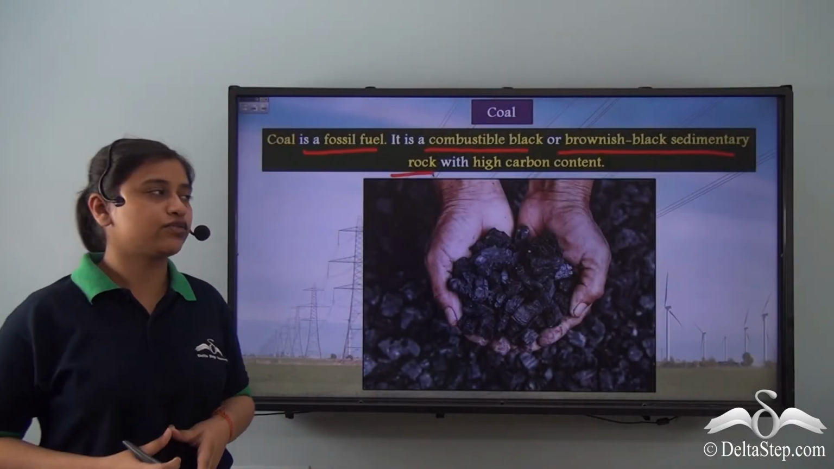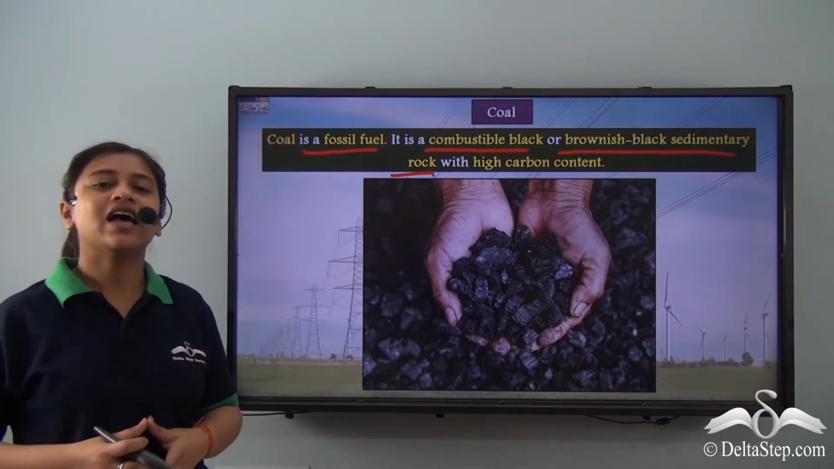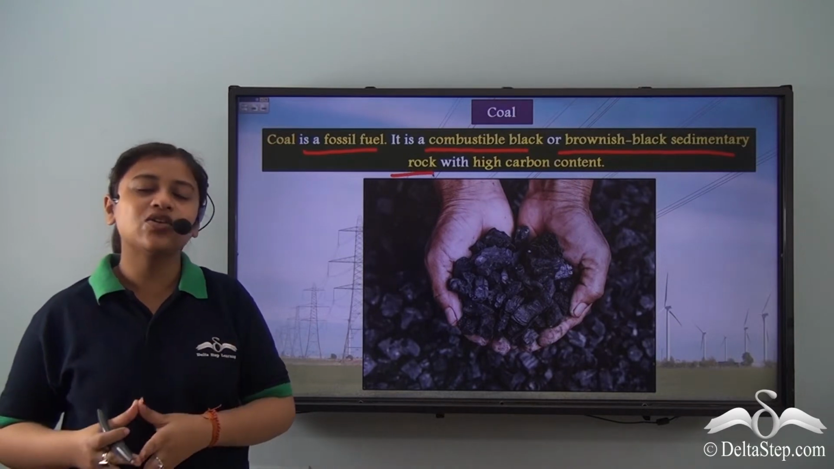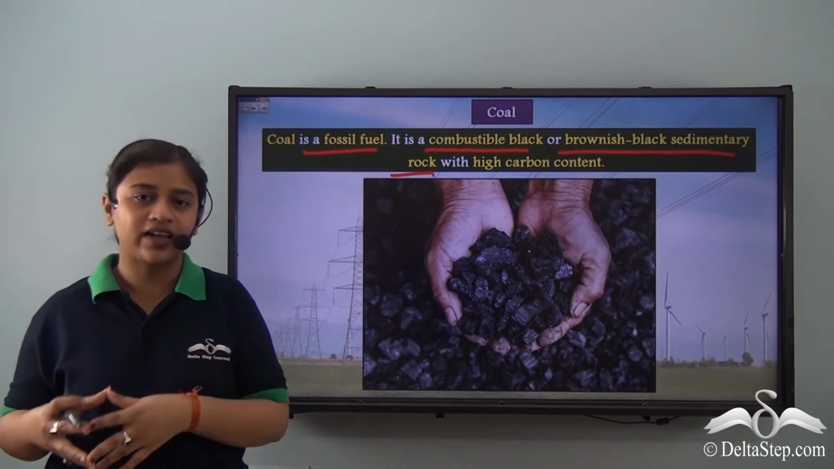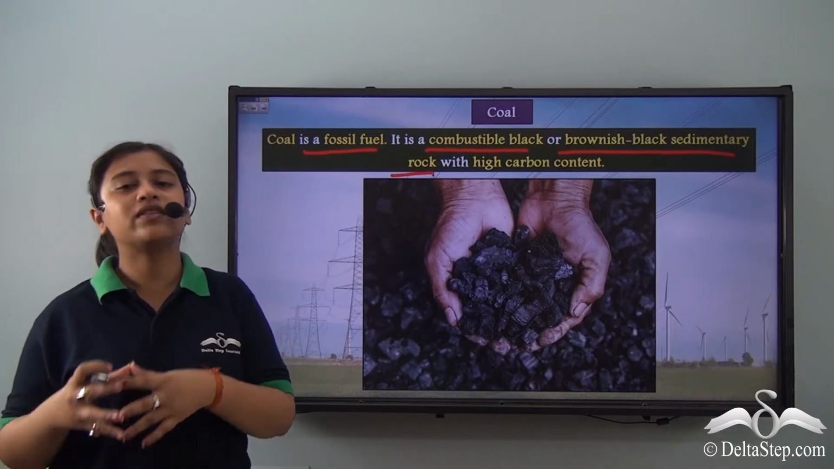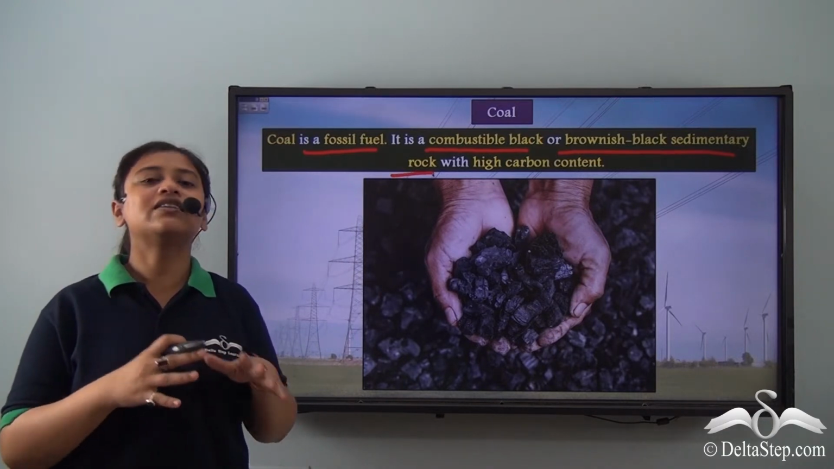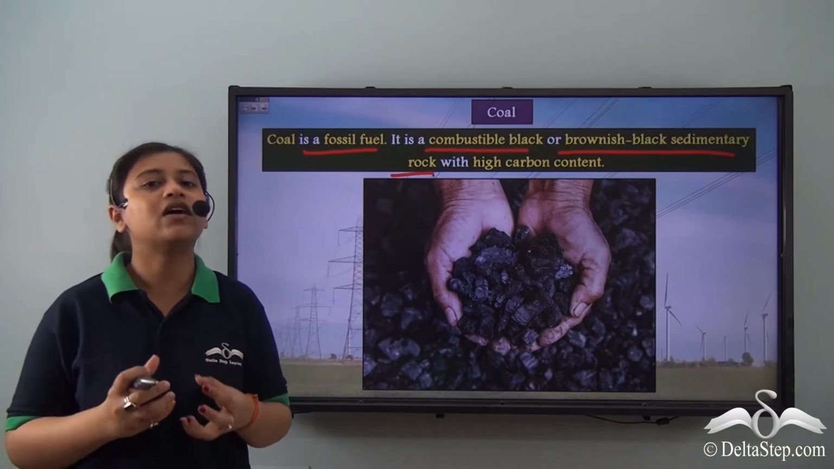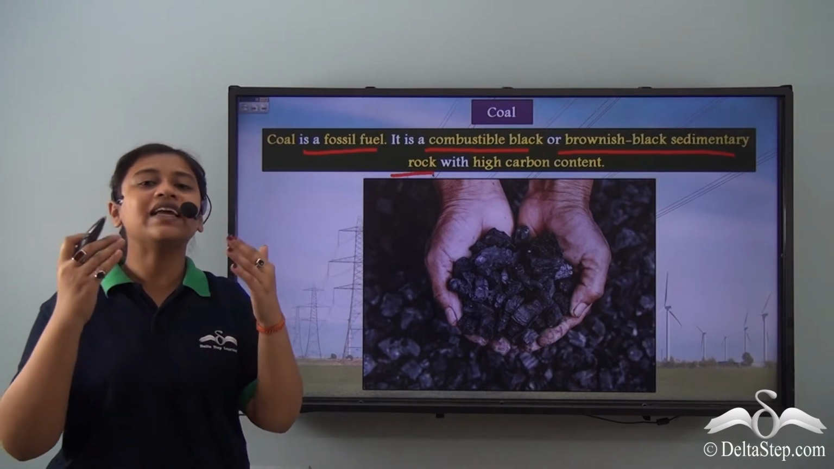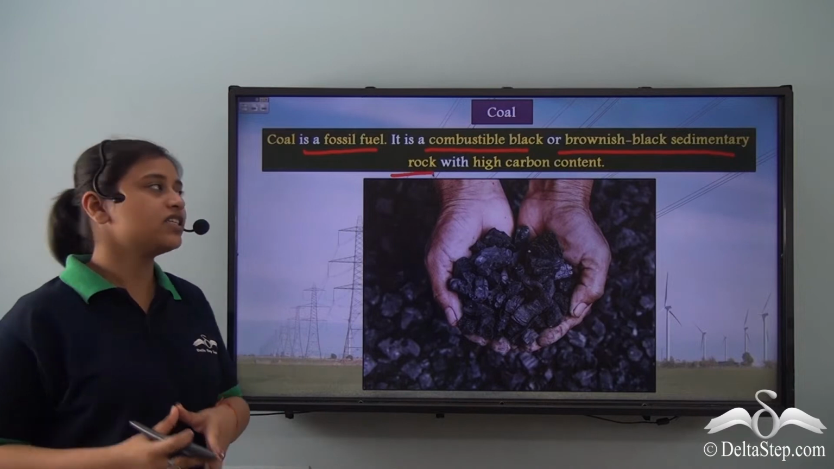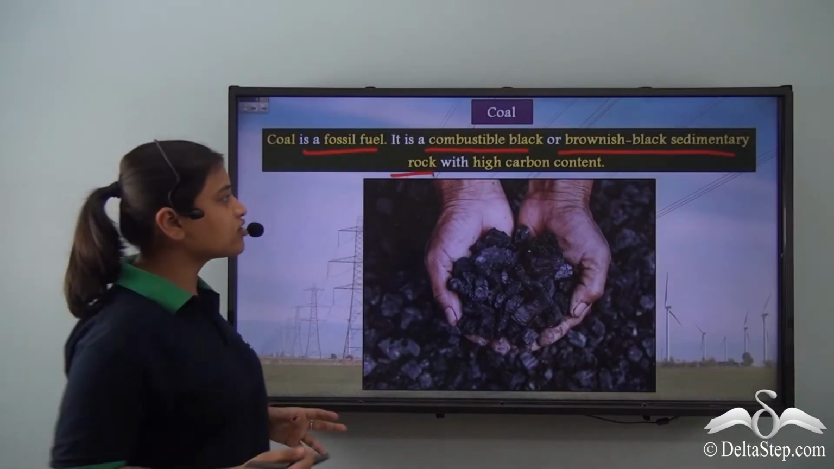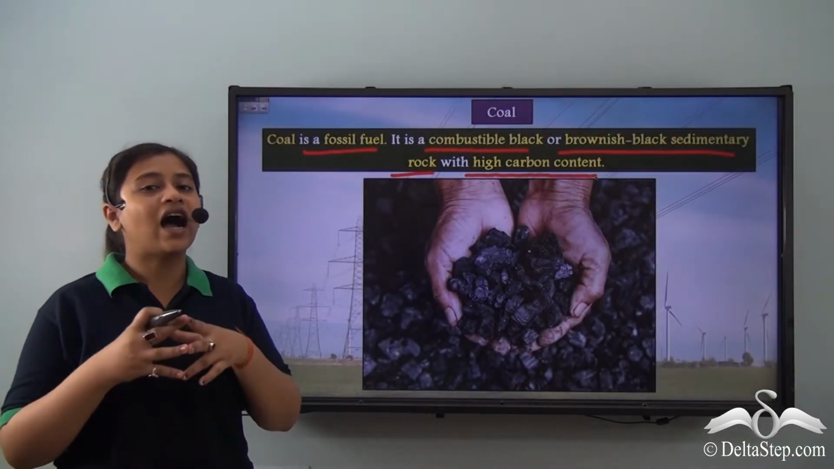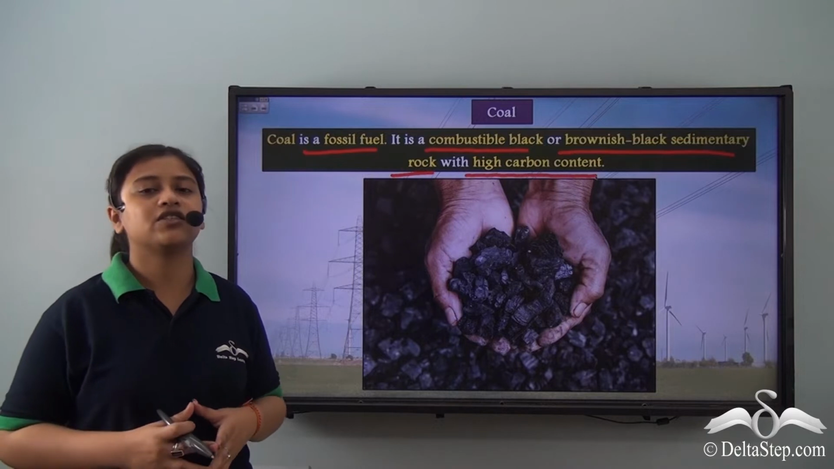And they are also referred to as sedimentary rocks because there was a deposition of sediments which included dead remains of microorganisms and living organisms and also plants, along with mud, silt and sand. So they got deposited in layers, and over the years, after receiving heat from the earth's core and pressure from the overlying layers of the earth, they got converted into coal. Other than that, they also have a high carbon content. So higher the carbon content, higher will be the efficiency of that particular coal.